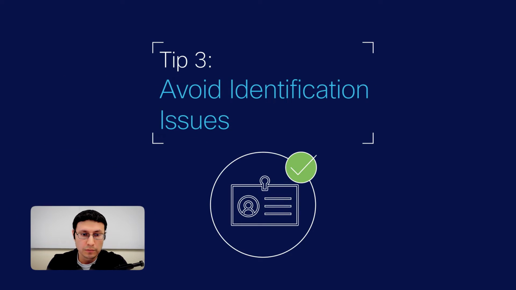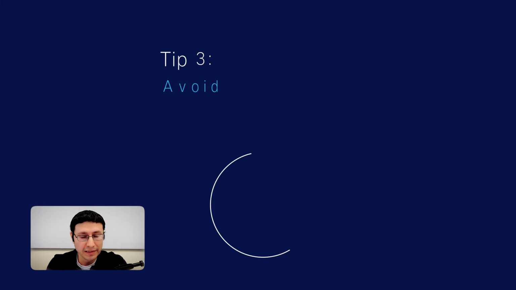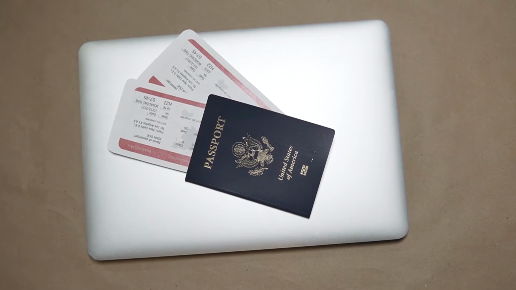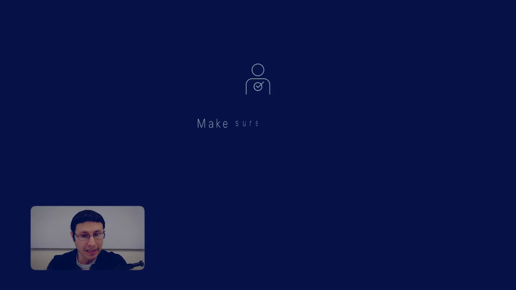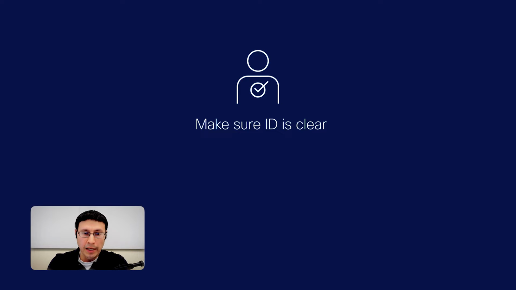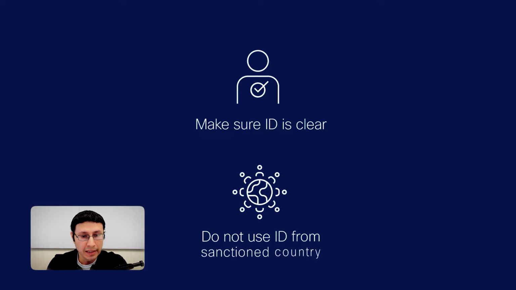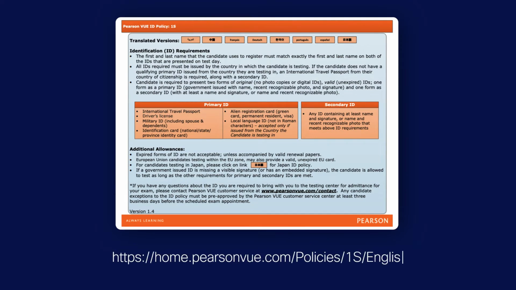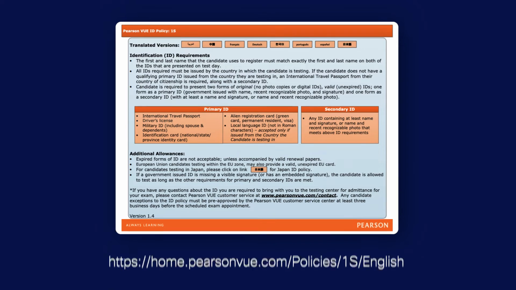Thank you, Matt. So tip number three, ID issues. Many candidates encounter issues with their identification documents during the check-in process. One thing that I want to recommend is ensuring that your ID is clear and not blurry. You're also going to need to avoid using any identification that is from a sanctioned country, as they may not be accepted. So again, please double check the guidelines provided by Pearson VUE regarding all of the acceptable forms of identification. This will allow you to make sure you're good to go for your exam.